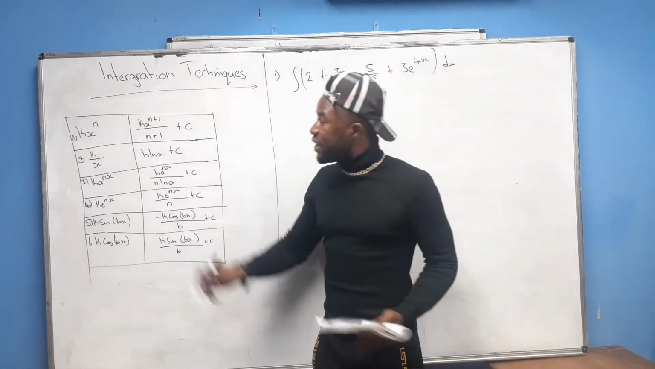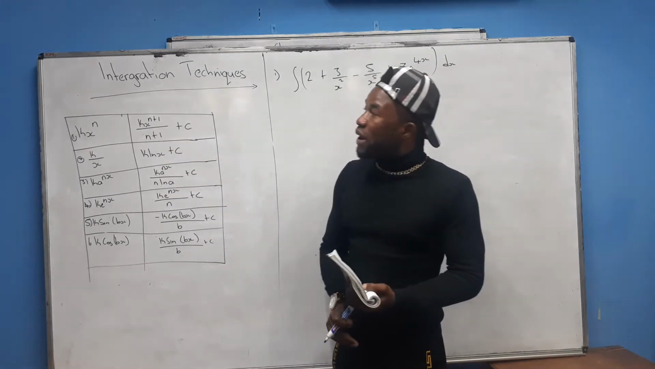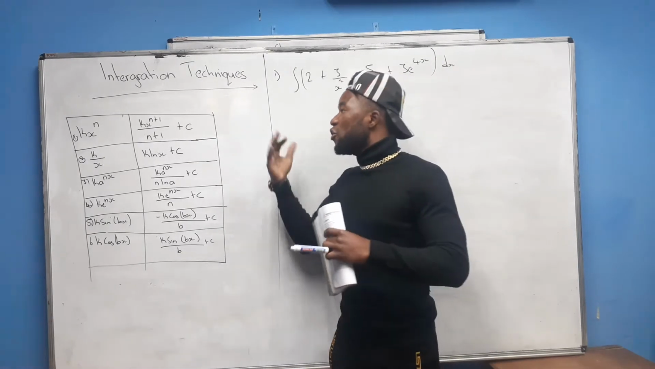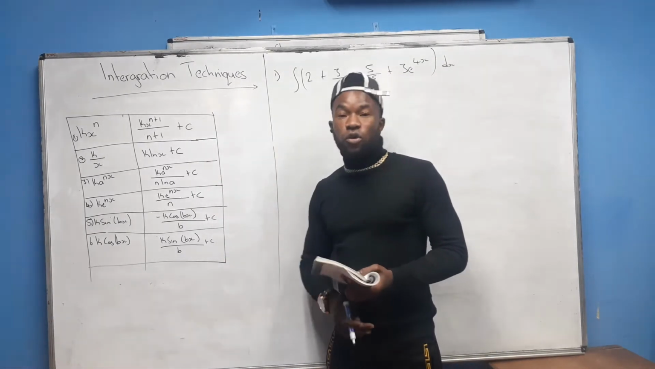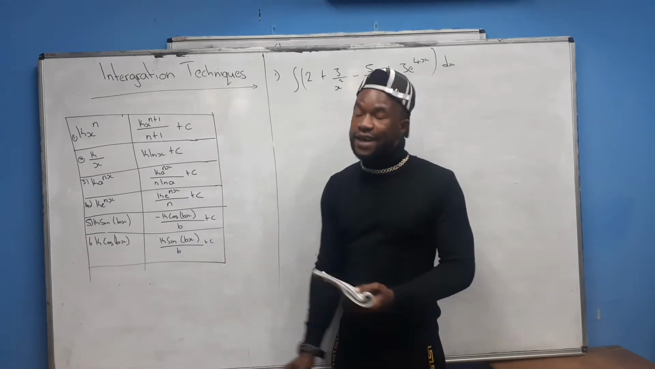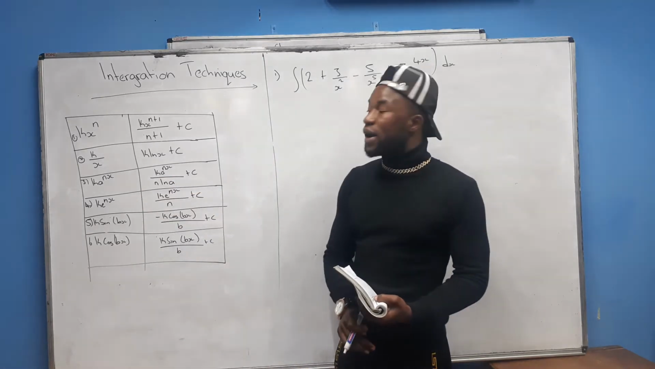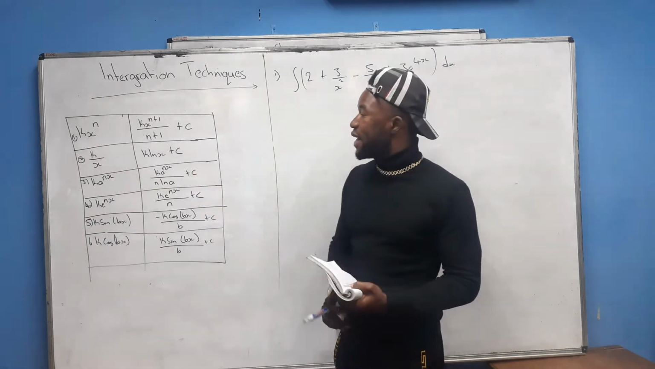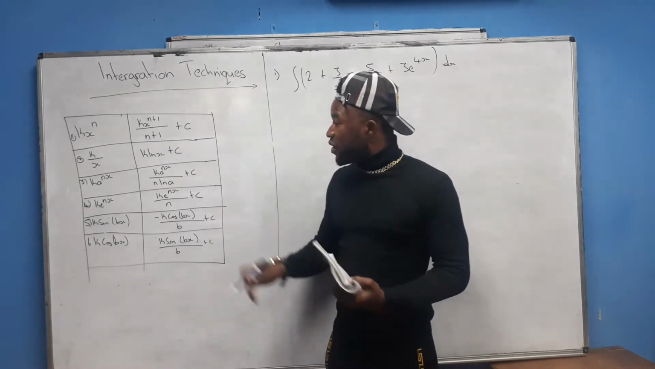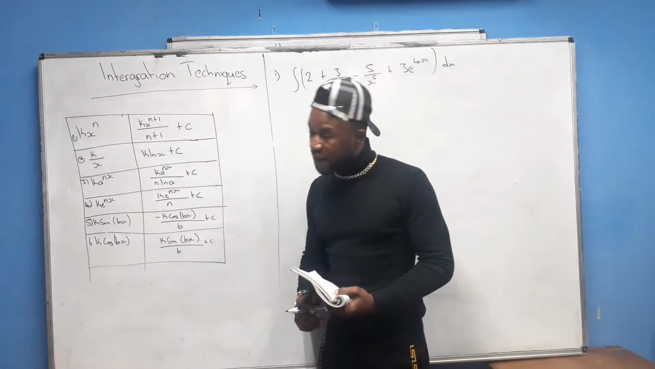So the first one says kx to the power n. When you integrate that, it's going to be kx to the power n plus 1 divided by n plus 1, plus c, and your c shows that you have integrated. Number 2, you have k over x, and when you integrate that, it's going to be k ln x plus c. Then you also have k a to the power nx. When you integrate that, it's going to be k a to the power nx divided by n ln a plus c. Number 4 is ke to the power nx. When you integrate that, it's going to be ke to the power nx divided by n plus c.